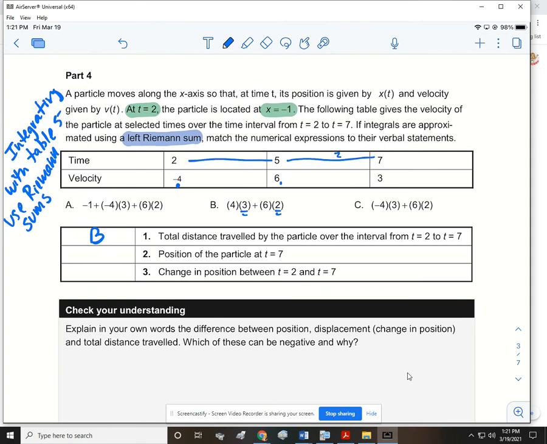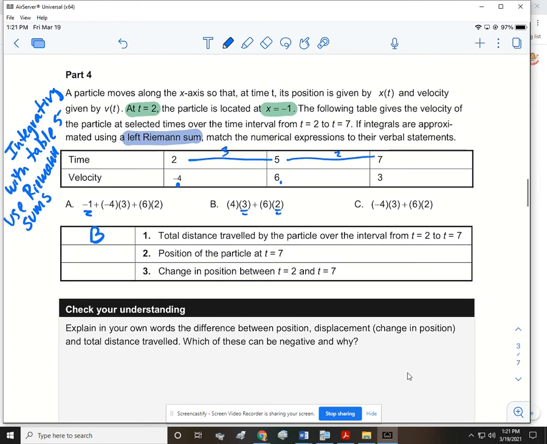All right, and then for the position function, we have to use that -1. And then we do the Riemann sum, so the left would be -4, that distance is 3, and then left is 6, that distance is 2. So that matches up with A. All right, and then the last one, the change in position, is just straight Riemann sums with nothing added to it. That's going to be C.